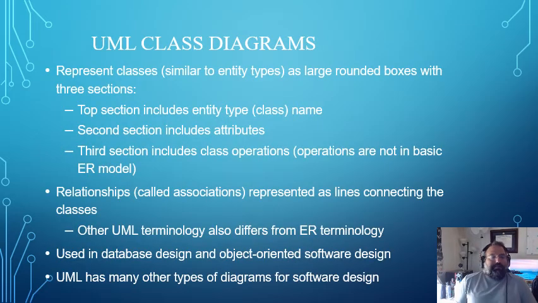So UML class diagrams represent classes, similar to entity types, as large rounded boxes with 3 sections. The top section includes the entity type name, the class. The second section includes attributes. The third section includes class operations. Operations are not in basic ER models. Relationships, called associations, are represented as lines connecting the classes.